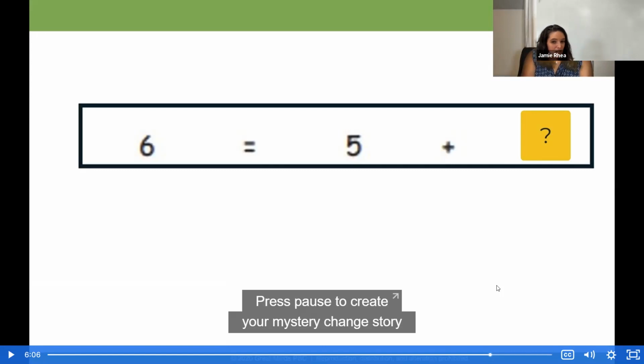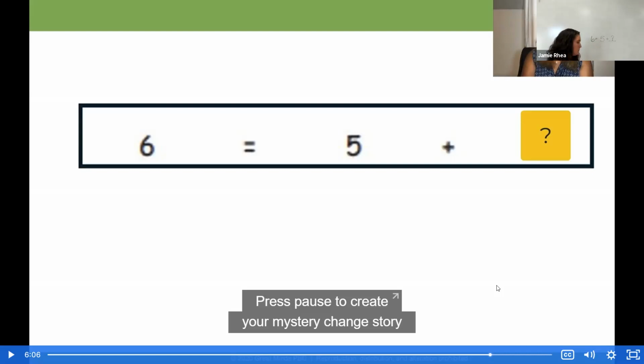So I'm going to go ahead and copy what I already have on my screen. I have a total of 6, and I have a 5, and then I have my mystery. So I'm going to say that I have 5 candy bars. I ate some more, and now I have 6 candy bars. How many did I eat?